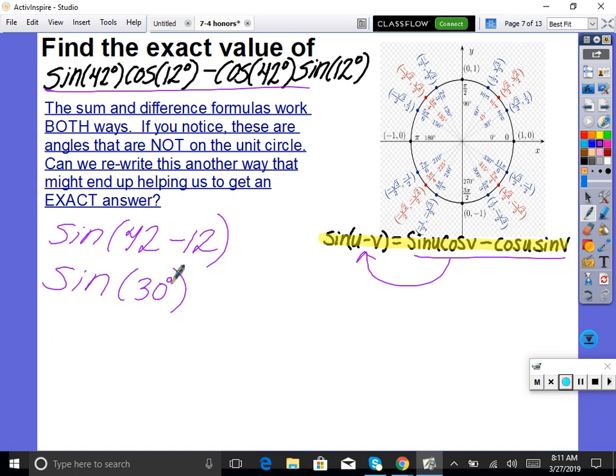So sometimes going the other way is going to help you get to a pretty answer. So sine of 30 degrees is 1/2. The answer would be 1/2. Now, once again, if you were to take your calculator and go degree mode and type in sine of 42, cosine of 12, and then minus cosine of 42, sine of 12, it will come out to be 0.5. So you can switch either way.